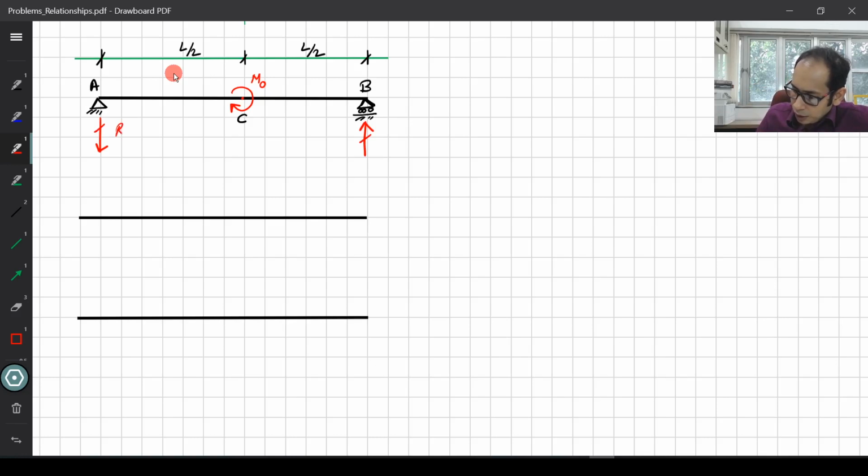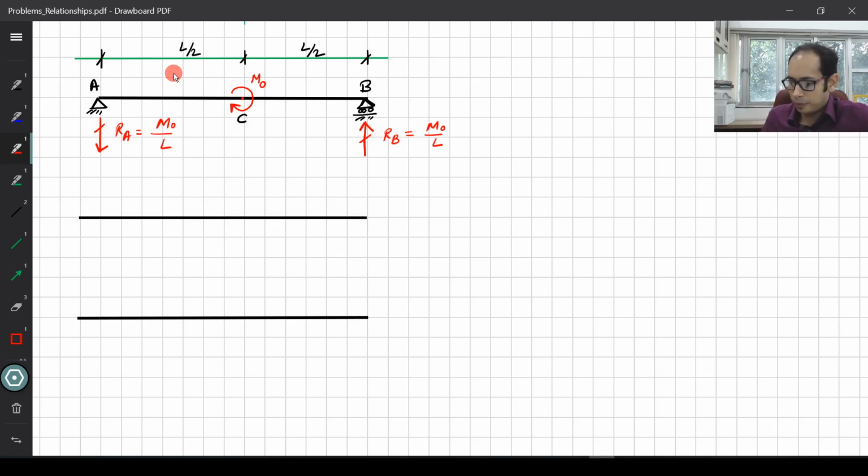And the values of the reaction will be what? Your RA will be m0 by L. You can easily get this by solving the equilibrium equations, but this is just by intuition, and RB will be m0 by L. I have marked the directions properly, right? So the sign doesn't matter. So RA goes vertically down, RB goes vertically up over here. Okay, now let's come over and draw the shear force diagram and the bending moment diagram.